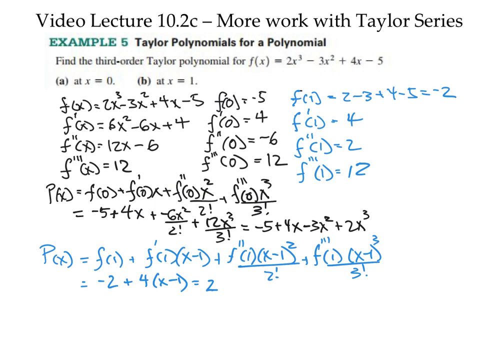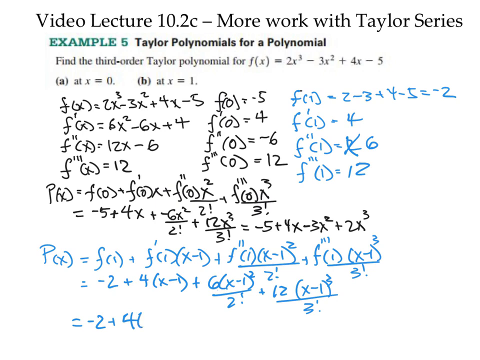Sorry, there's a mistake there. f double prime of 1 is actually 6. So that would be plus 6 times (x minus 1) squared over 2 factorial, and then finally plus 12 times (x minus 1) cubed over 3 factorial. And that simplifies to be negative 2 plus 4 times (x minus 1) plus 3 times (x minus 1) squared plus 2 times (x minus 1) cubed.